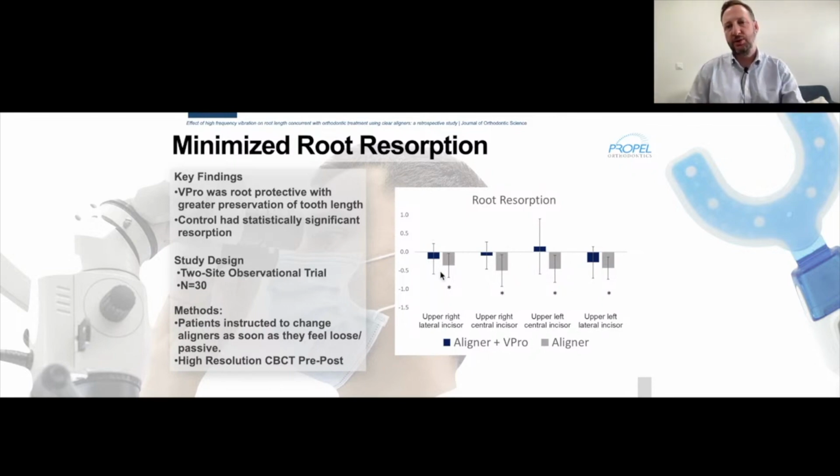This study is showing that the sample that used aligner plus VPro, the high frequency vibration, presented a smaller amount of root resorption than the control that just used aligners and changed them in a bigger period of time. So amazing news, right?